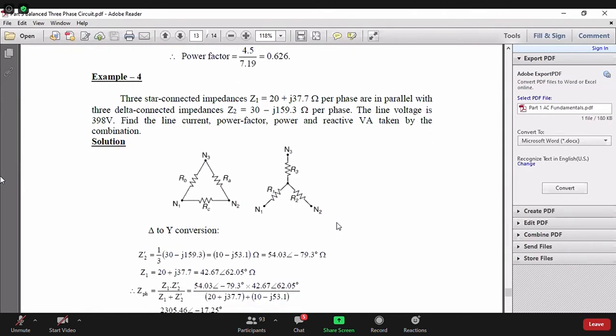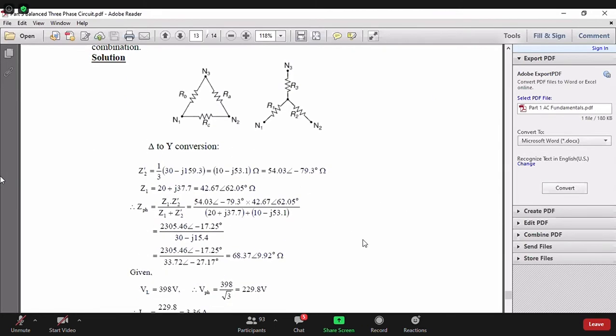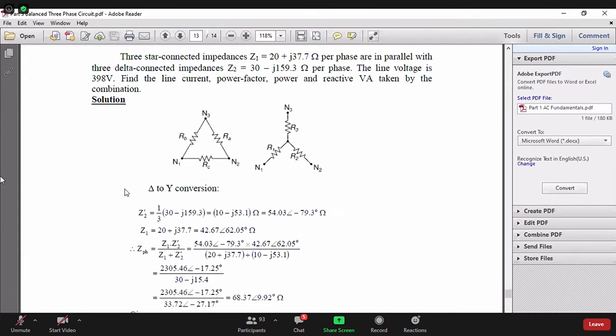Now, the next question is whether I should convert star to delta or delta to star. Naturally, another question comes. If it is a balanced circuit, you can do either one. That means you can either convert delta to star or star to delta. For example, here the solution is given as delta to star conversion. This delta is converted to its equivalent star. When it is an equivalent star, then this neutral is at equal potential. This neutral is also at equal potential. So naturally we can say they are in parallel.